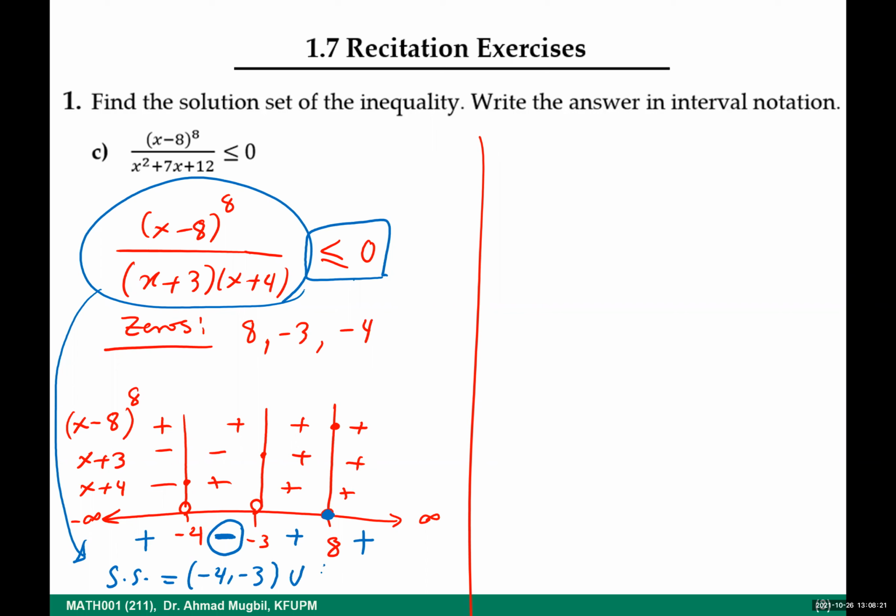So it is a singleton set. It is 8, a set with only 1 element. So we will write it inside 2 braces like this. So we mean negative 4 to negative 3, the interval, all the numbers between negative 4 and negative 3, and also 8. Excellent. Because 8 is the one that will make the expression on the left equal to 0.